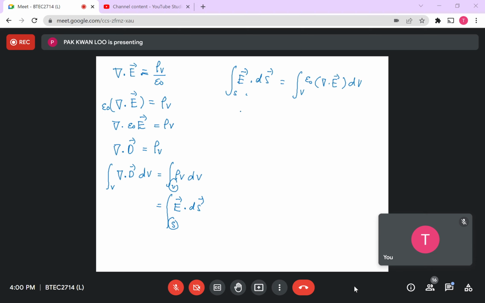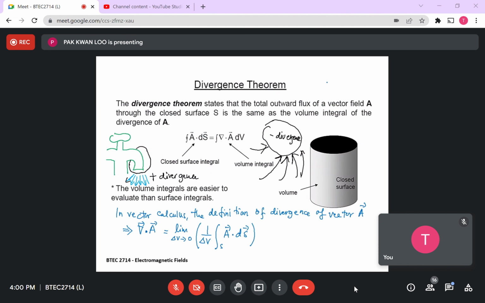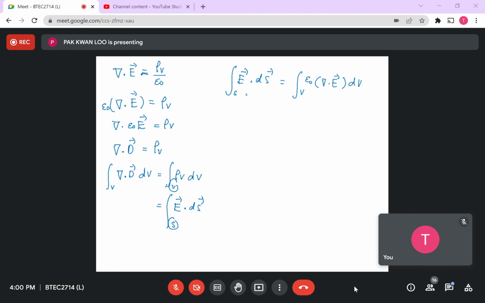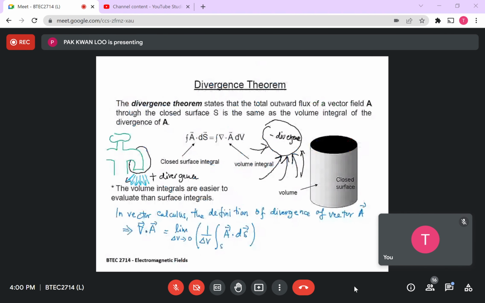So this is the divergence theorem. Of course, without this detailed explanation here, we can actually just accept it, because this is a theorem. We just accept that the closed surface integral is equal to the volume integration of the divergence of the vector. So this term here is flux, and this term here is divergence.